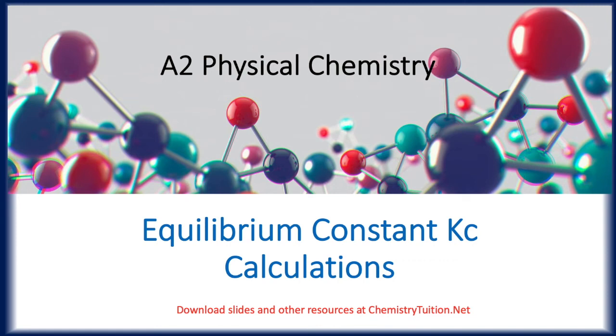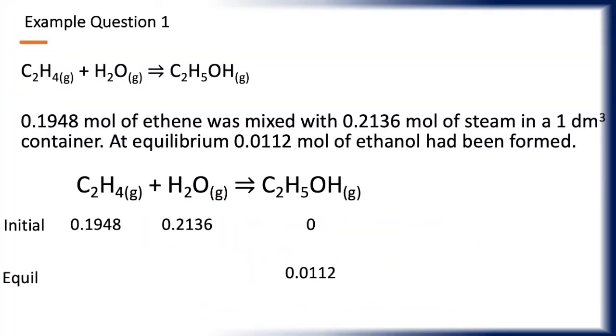So having met the equilibrium constant, Kc, let's go through some example calculations. So let's get into this and do question 1. We've got an equilibrium there where we've got ethene and steam making ethanol. We've been told the moles of ethene and steam we've started with, the volume of the container, and how much ethanol is formed at equilibrium.